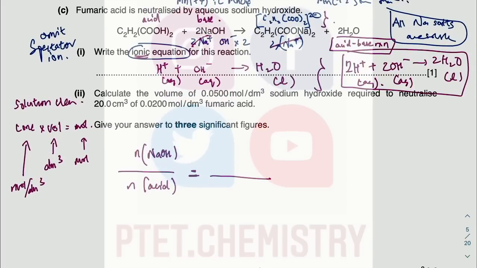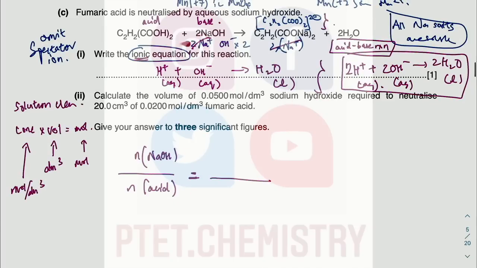As for the other way around, you can have mole of acid divided by mole of NaOH. It does not matter. As long as I have full complete information on the fumaric acid, I want to find out sodium hydroxide, so it can be either way around. Have a look at the balanced equation. It says 2 mole of NaOH reacts with 1 mole of the acid.